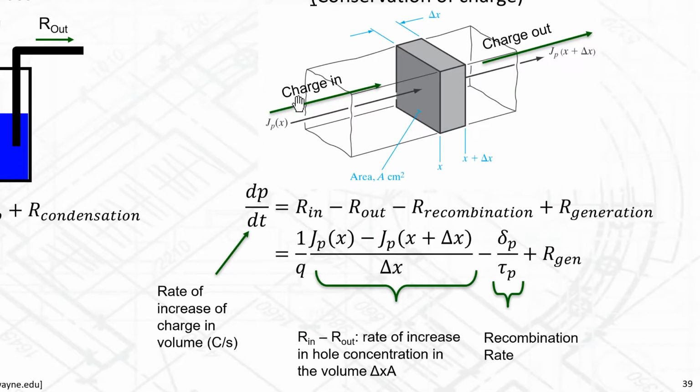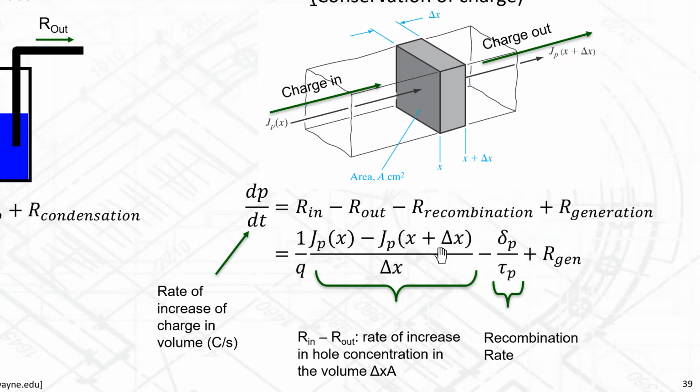So this is a current density. What's the units for current density? Let me ask you that. Amps per centimeter squared, exactly. So the units for Jp of X is amps per centimeter squared. Okay? Now we're taking the rate out. This is Jp of X plus delta X. The units for this is also amps per centimeter squared. Okay, we're taking the difference of the two.